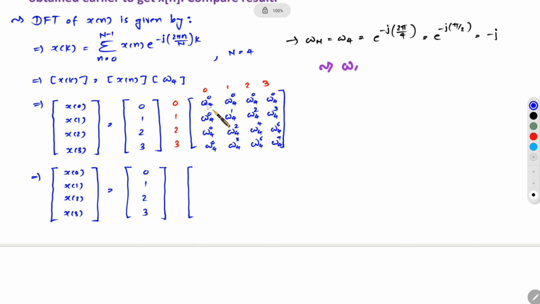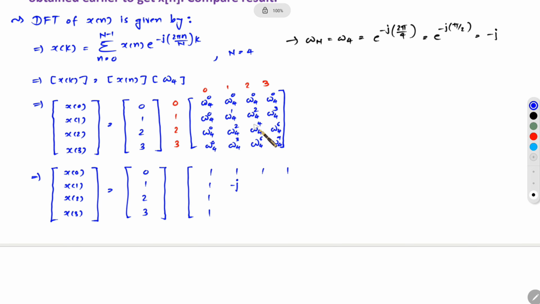Here you can observe W4 to the power 0 is there. See, W4 is minus J. So anything to the power 0 will be 1, so these elements are 1. Now here you can observe W4 to the power 1. So that is minus J. So here I am writing minus J.